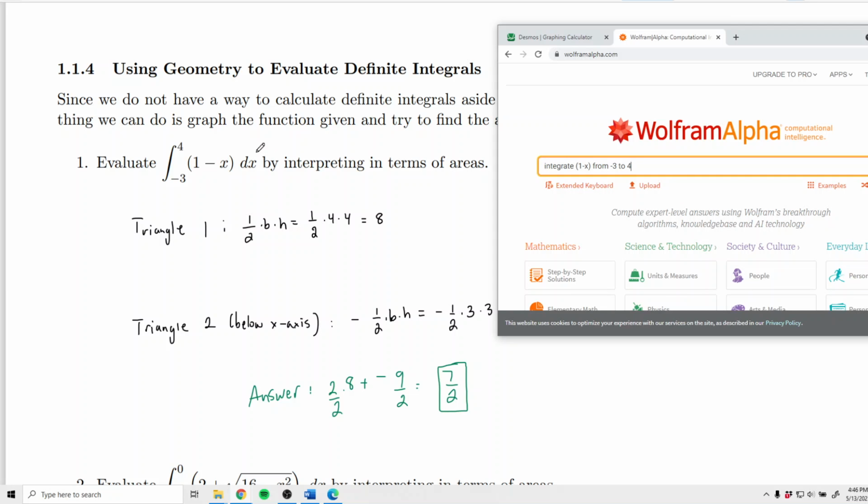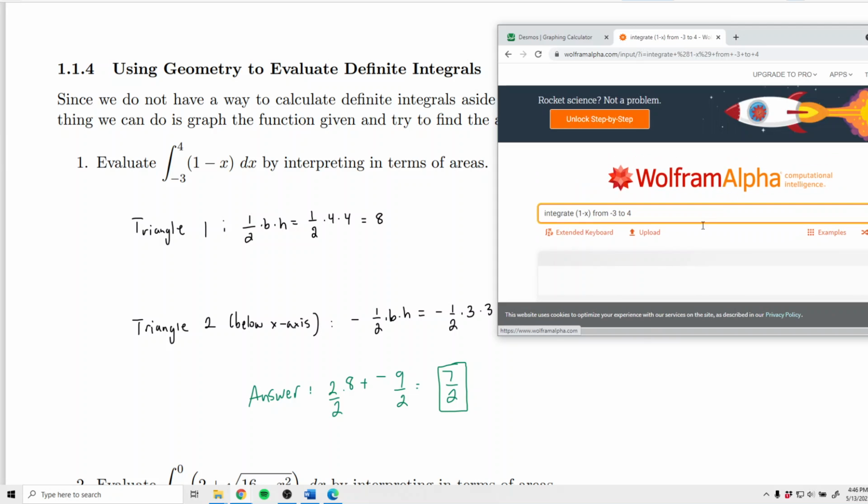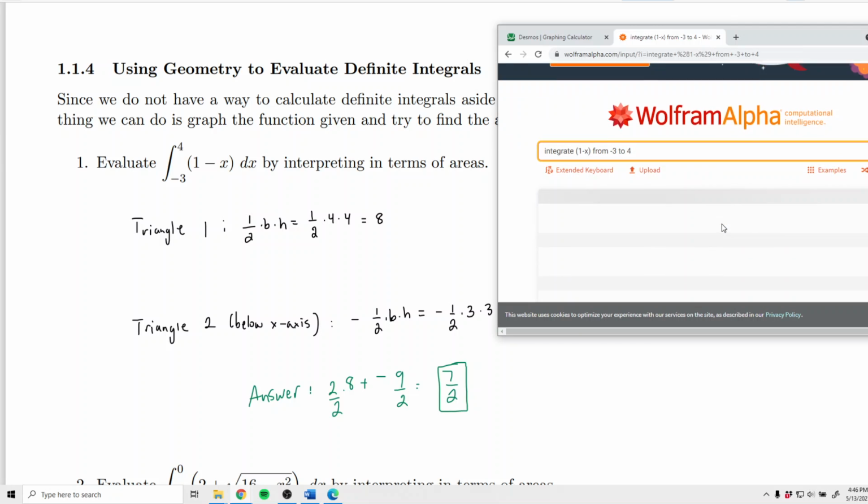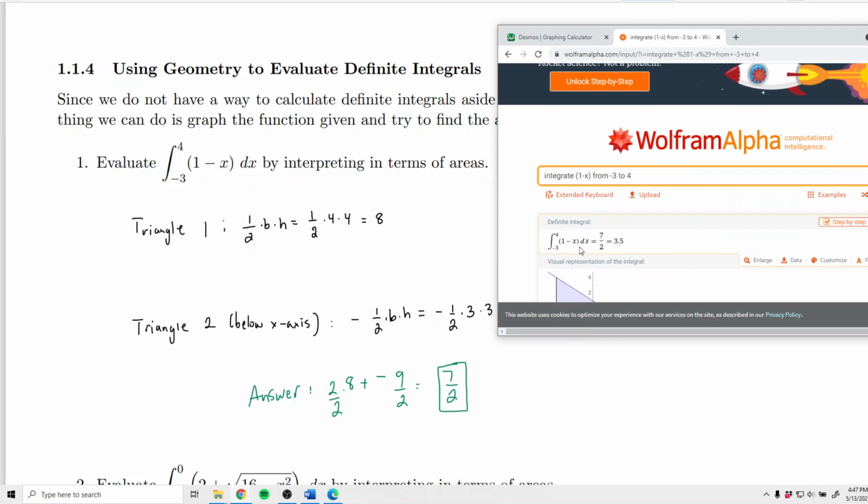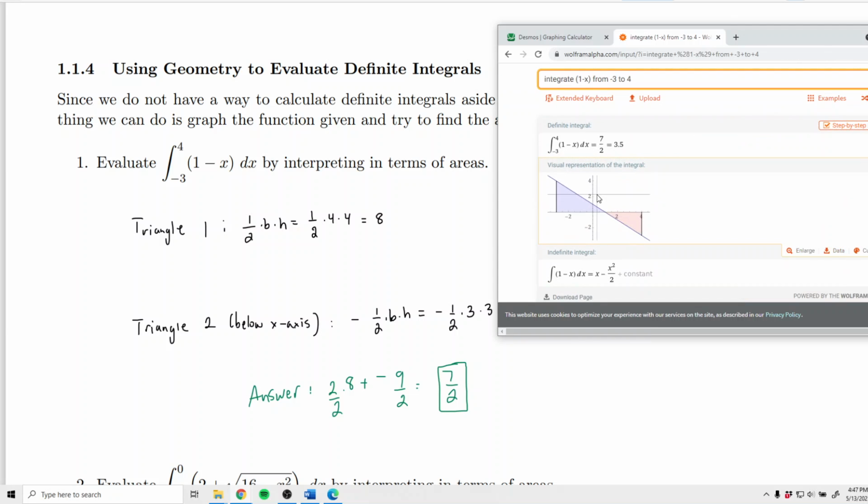Now, one thing to keep in mind is when you're writing it in English, you don't have to use the dx because it understands x is from -3 to 4. So when you do that and hit enter, what you should see pop up is exactly what we're trying to do the integral of. And we see that it is 3.5. It also gives you a nice visual representation: the triangle above in one color, the triangle below in the other. Now the indefinite integral, that's something we haven't talked about yet, so do not worry about that.